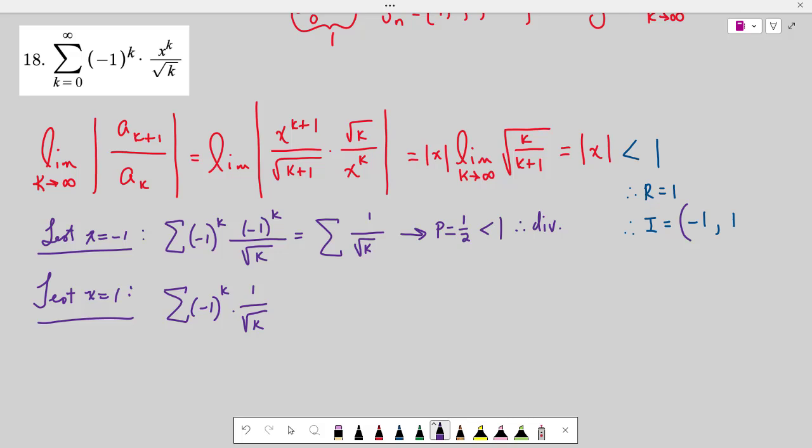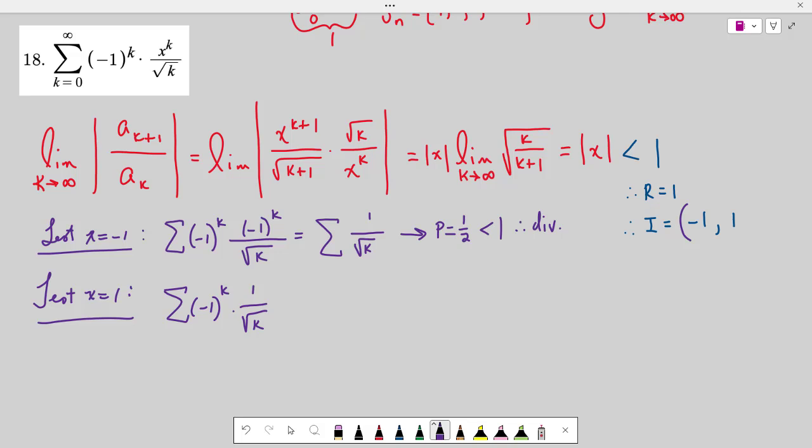Converge. So the limit of a sub k is 0. 1 over square root of k, the limit is 0. And it's decreasing, right? 1 over k decreases. 1 over the square root of 5 is bigger than 1 over the square root of 6, which is bigger than 1 over the square root of 7, and it's decreasing in value. Now, back in chapter 10, you would have to show this using the alternating series test.